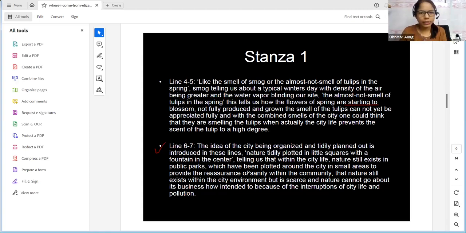Okay. So line number 6 and 7. Nature tidily plotted in little squares. Each word, nature. Yeah, you could see the nature, but as it is in an urban area, tidily it is organized, right? It is planned. City life is quite organized, it means. And you could see a little fountain in the center of the town, in the park. Yeah, mostly a fountain is in the park, right? It means that the city life is quite organized, but it is controlled by the rules, right?